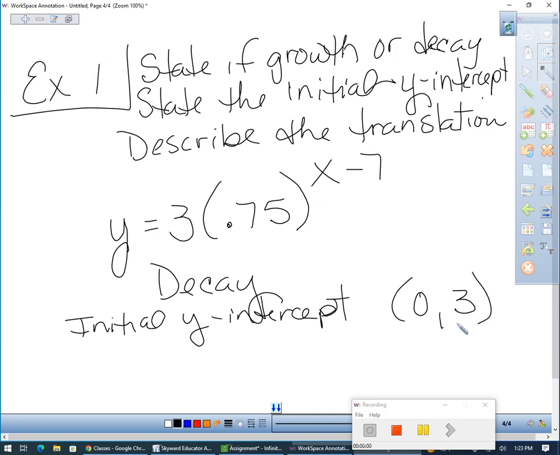And then how does this translate? Good. So you'll notice the only thing that changed is we have a number in that exponent with x. So Jared's right. This is going to go to the right 7. And that's all I'm asking you to do today, is to describe those things.